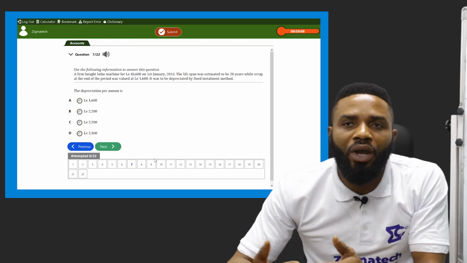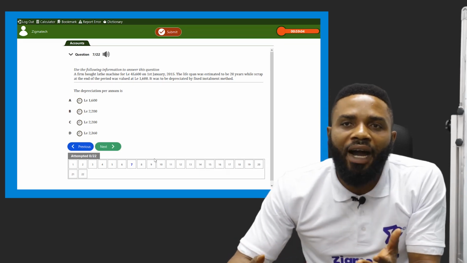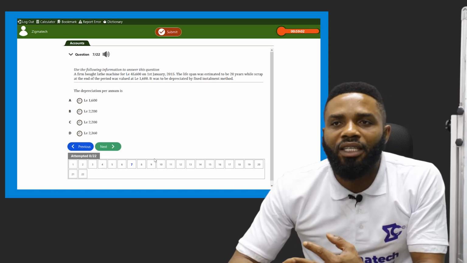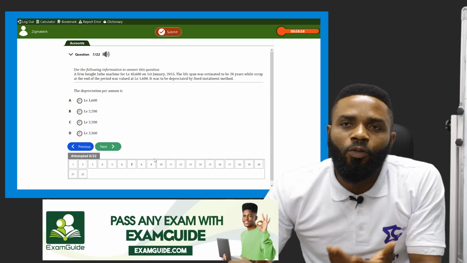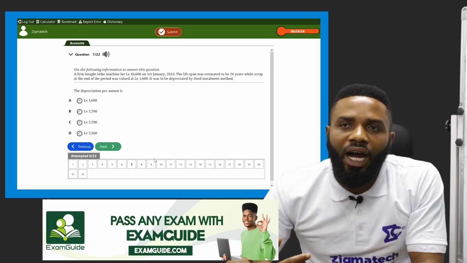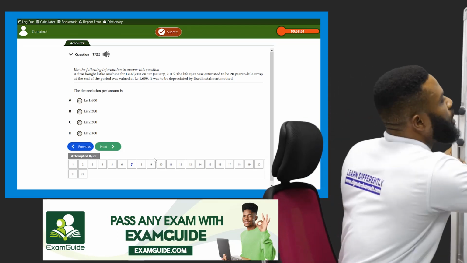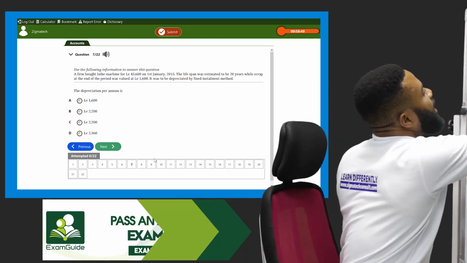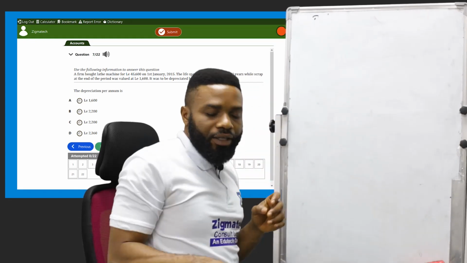They ask what the depreciation per annum is. Very simple. What you just need to do is to divide the value of the asset by the useful life of the asset. The asset is 45,600, and they say the asset will last for 20 years. So just divide the value of the asset by the useful life.